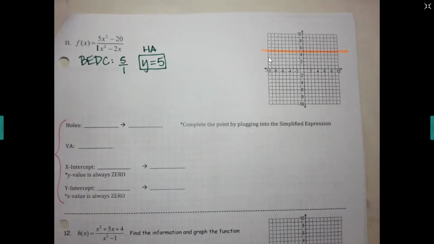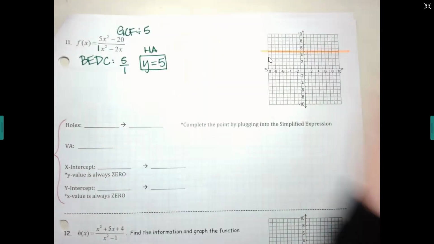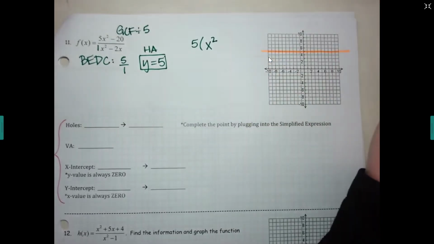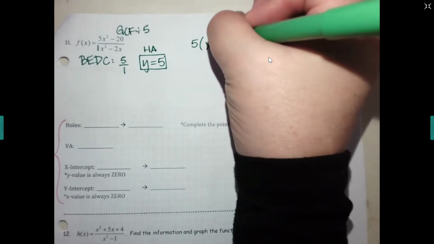Every other feature you're going to have to factor to be able to find where they are. So look at the top. What can those both divide by on top? GCF, divide by 5. Very good. So the 5 is going to come out. That's going to leave me with an x squared minus how many from the 20? 20 divided by 5 is 4.